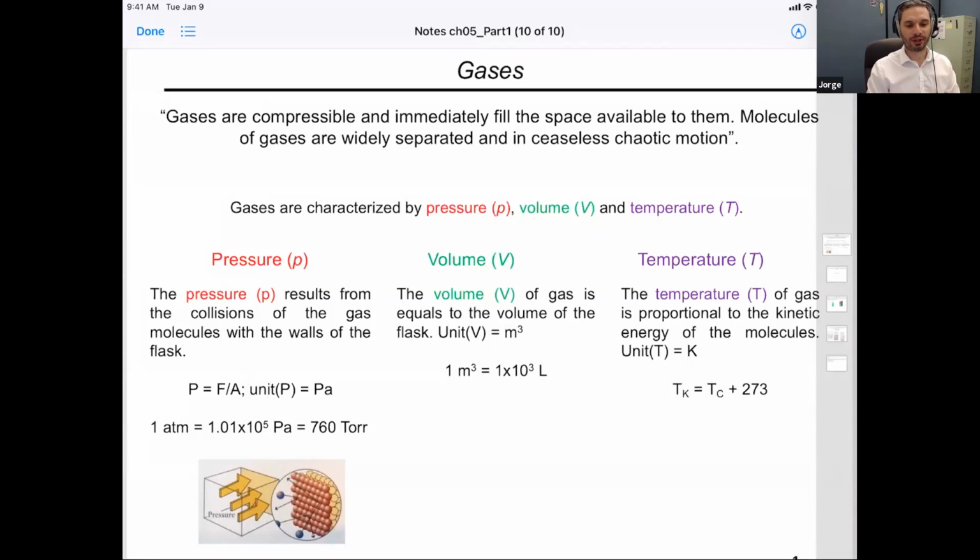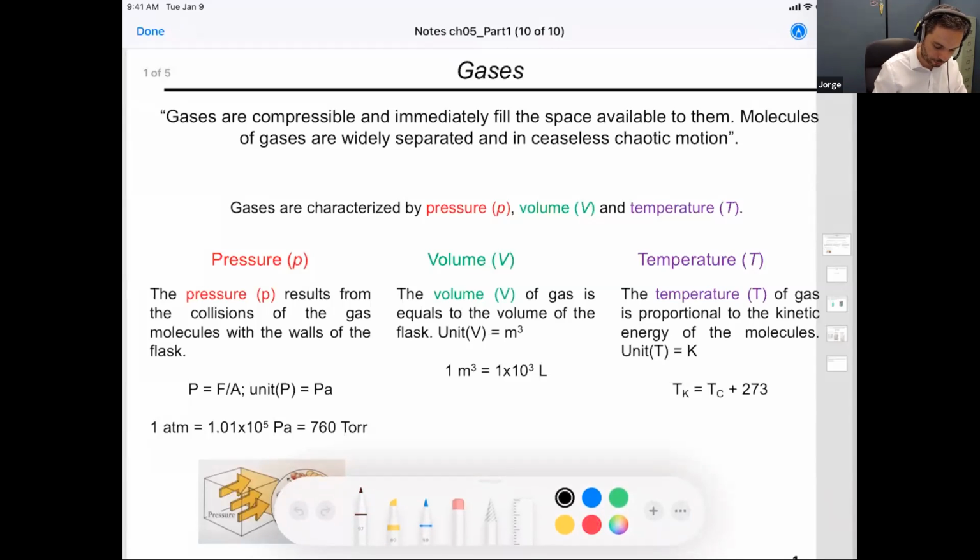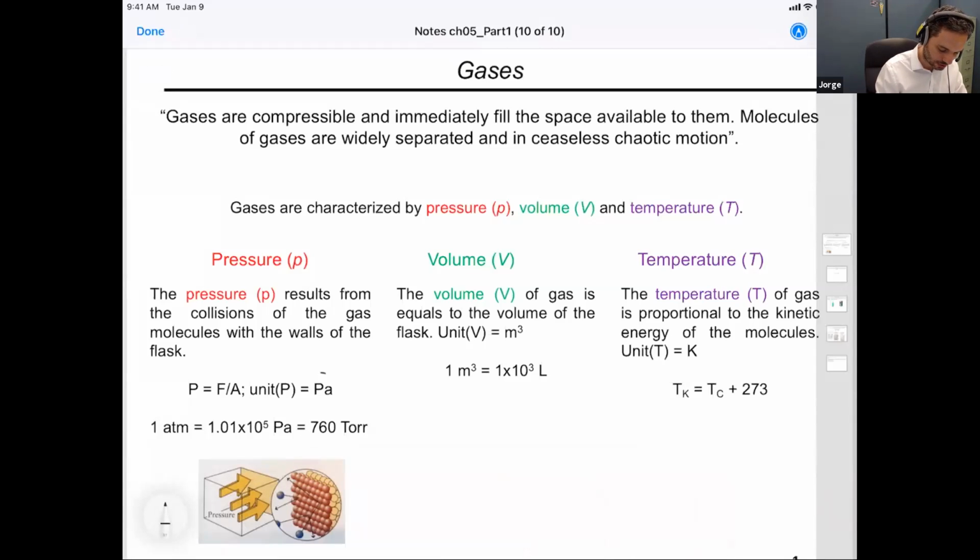Pressure is equal to the ratio between force and area. And attention here, the unit of pressure in the international system is the Pascal. So that's the unit for pressure in the international system. And a Pascal is equal to newtons over square meters.